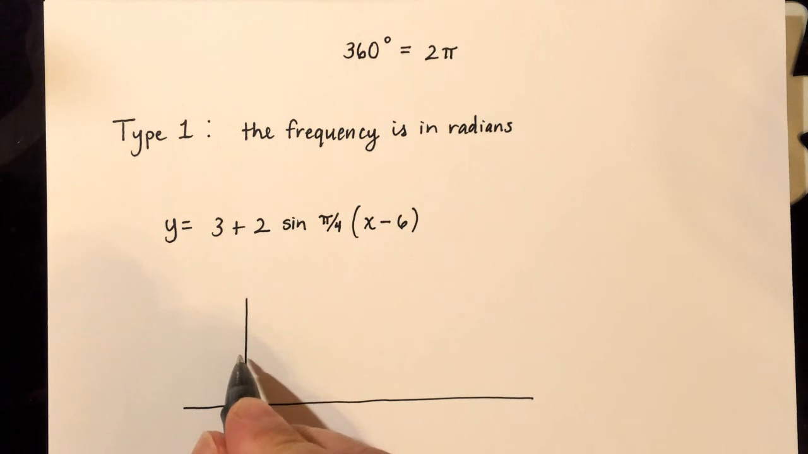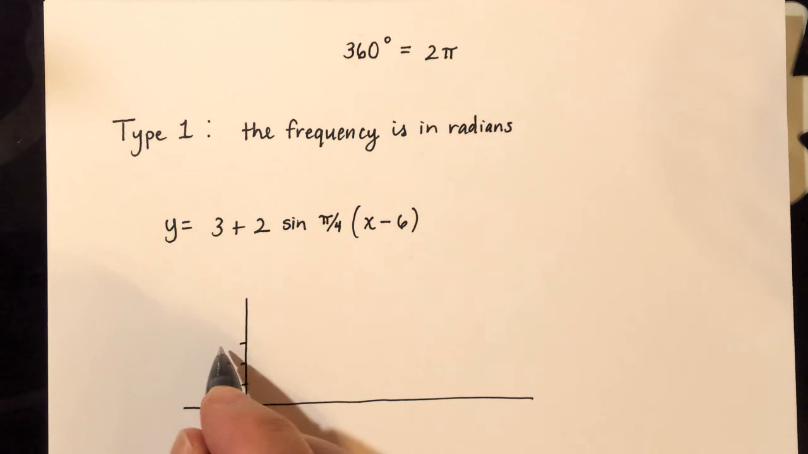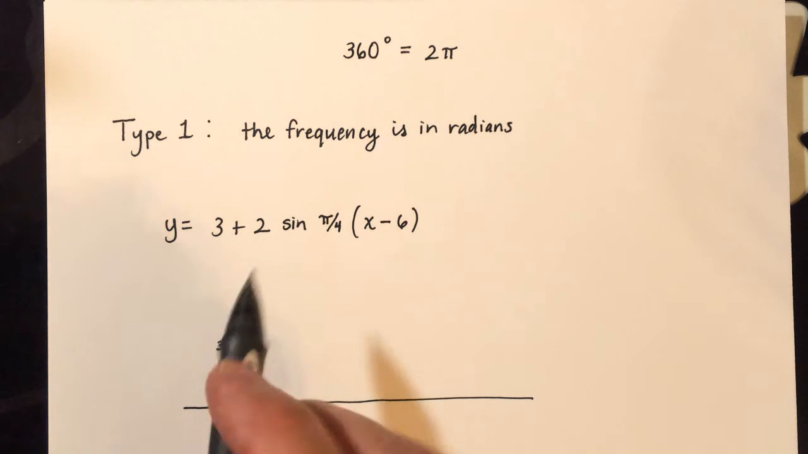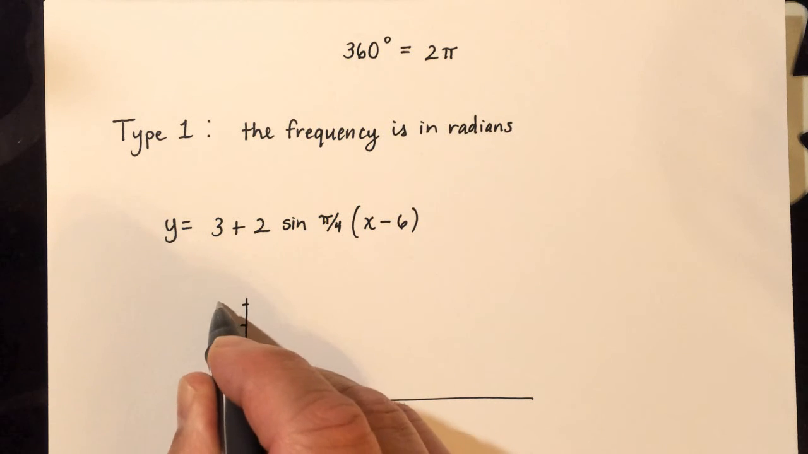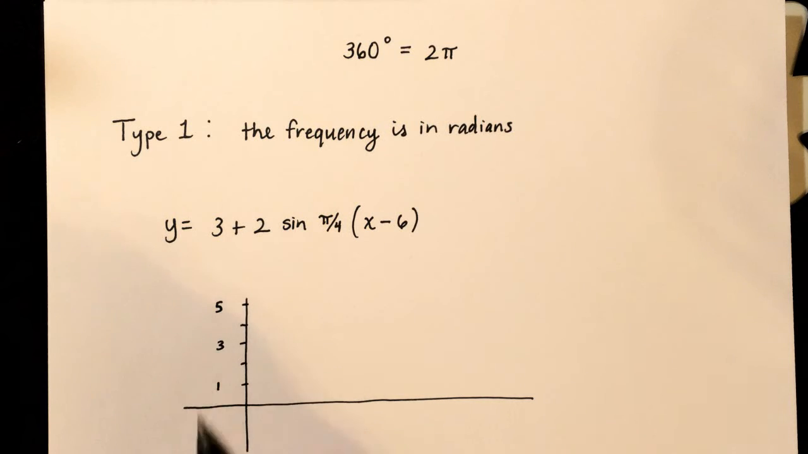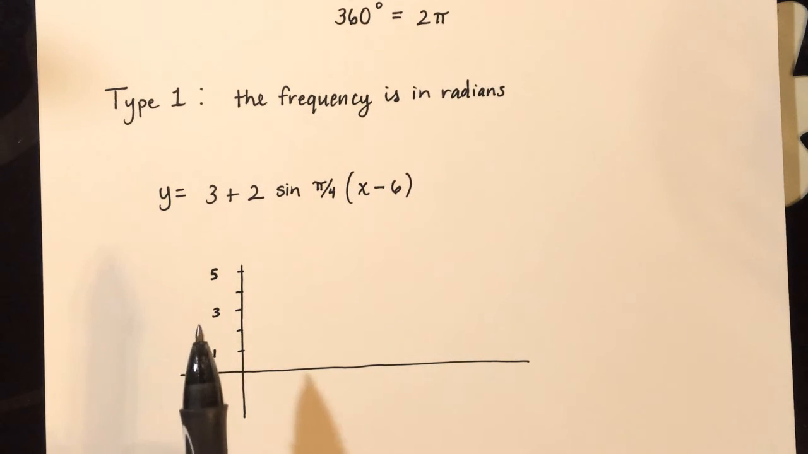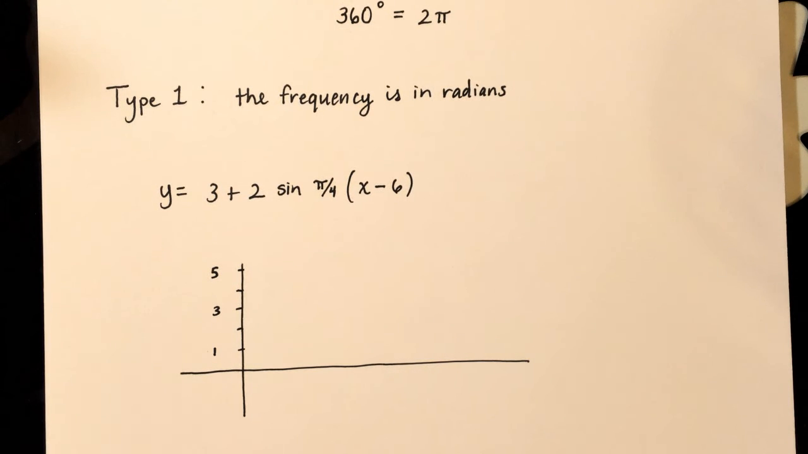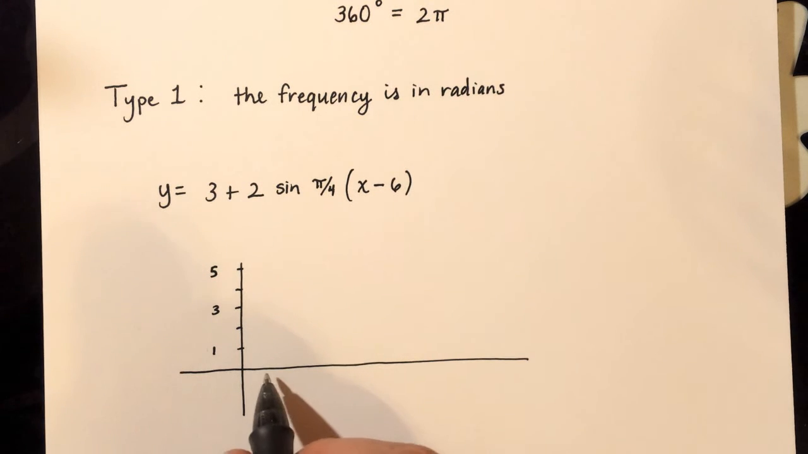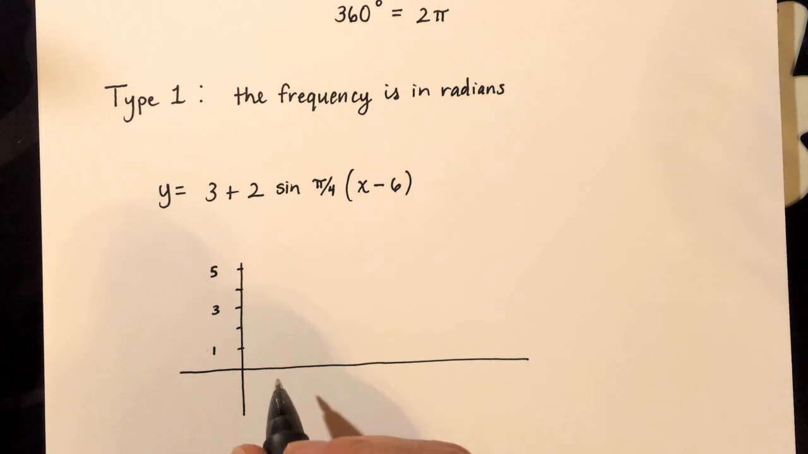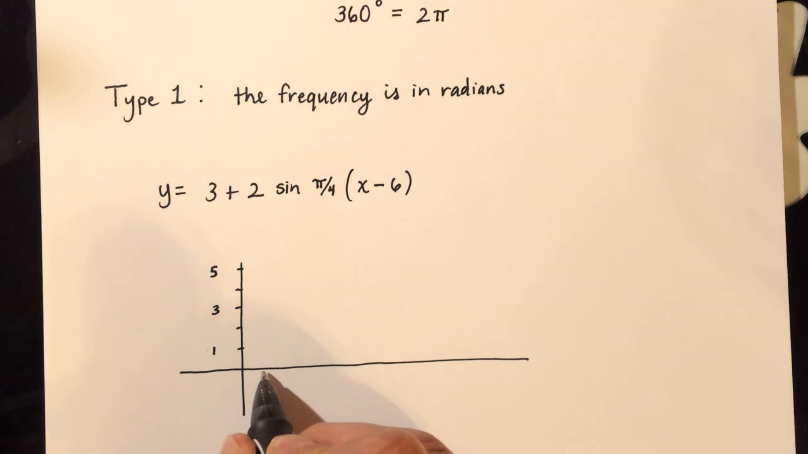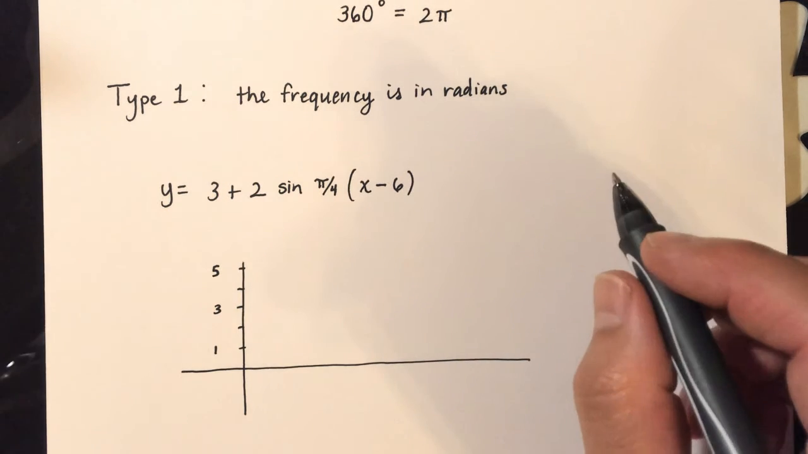3 is the sinusoidal axis. 1, 2, 3. And amplitude is 2, so 4, 5, and then 1. So that's the top of the road, middle of the road, bottom of the road. And the phase displacement is 6. I guess I could just do 6 tick marks, but I'm nervous, so I'm not going to do it yet.